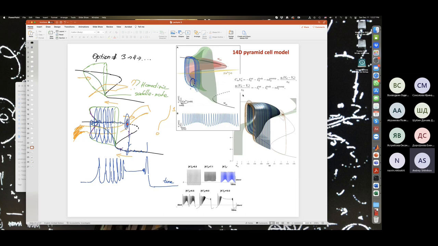And again, depending on perturbations, depending on the drive, depending on some parameter variations, this model produces either tonic spiking activity like that, and it generates modulatory spiking activity like this, right? Or bursting activity like that. That's exactly the scenario that I described.